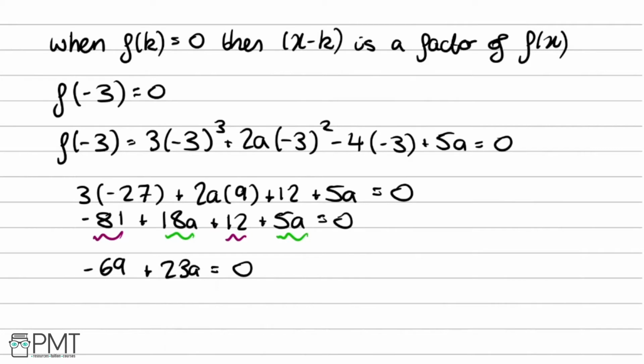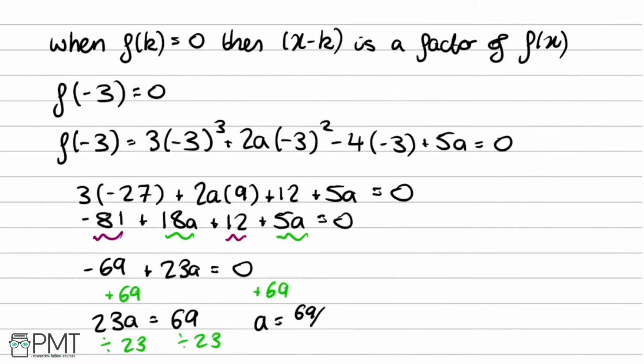So now we're going to solve this to find the value of a. If we add 69 to both sides of the equation, we get 23a equals 69. If we then divide both sides of the equation by 23, we get that a equals 69 divided by 23, which simplifies down to just be 3. So therefore, our answer is that a equals 3.